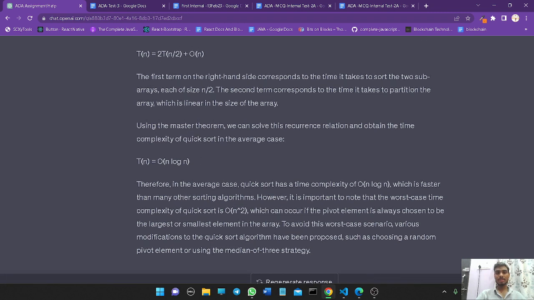Using the master theorem, we can solve the recurrence relation and obtain the time complexity for the quicksort average case. T of n is equal to big O of n log n, and therefore the average case quicksort complexity is big O of n log n, which is faster than other sorting algorithms. However, it is important to note that the worst case time complexity of quicksort is order of n squared, which occurs if the pivot element is always chosen as the largest element in the array. To avoid the worst case, modifications of the quicksort algorithm have been proposed for choosing a pivot element.